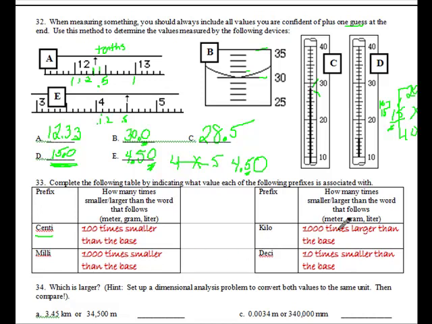Kilo is 1,000 times larger. So if I take 1,000 of my meters, 1,000 of my base units, or 1,000 of my grams, 1,000 of my liters, then I get a kilo or a kilometer or a kilogram or a kiloliter. And deci means 10, so it's 10 times smaller than the base. So centi, milli, deci are all smaller. Kilo is bigger than your base unit.